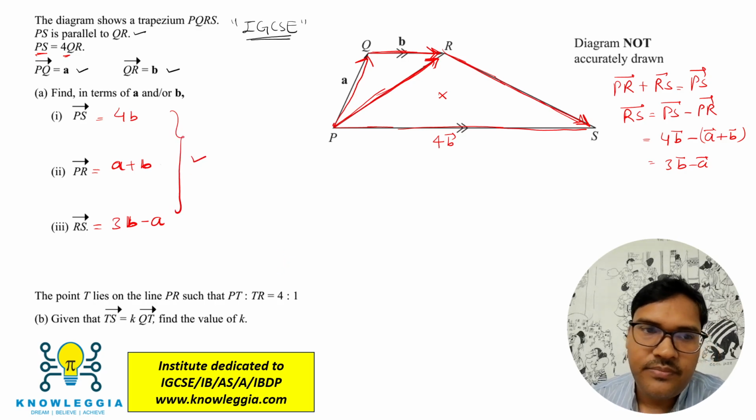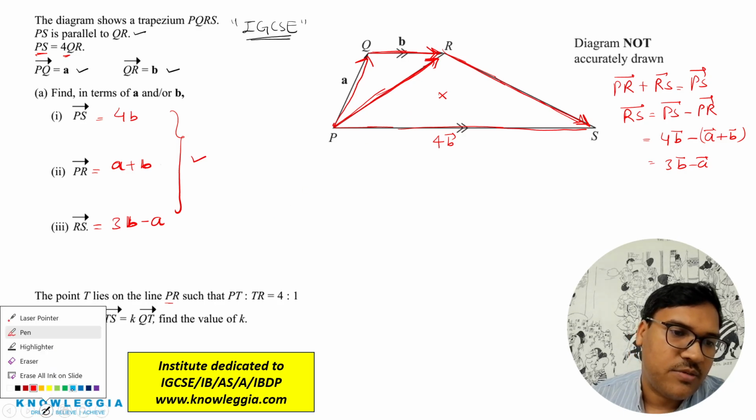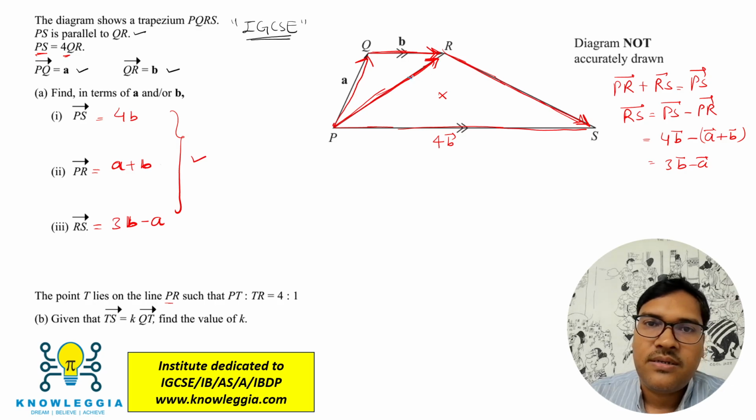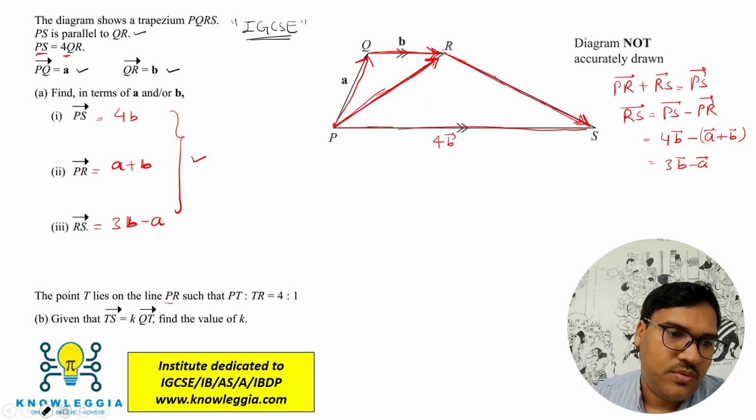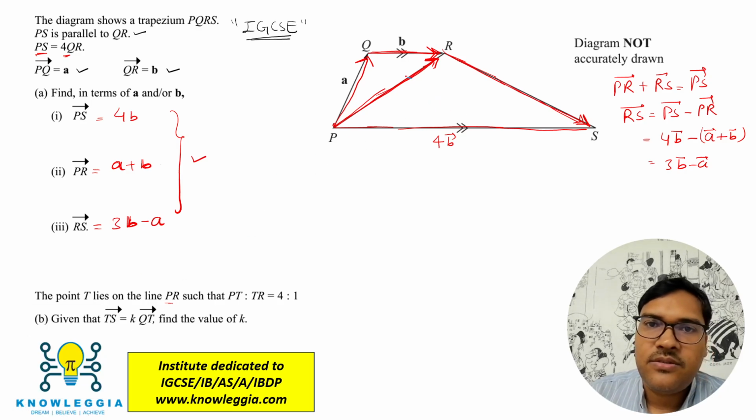Now the next part. The next part says T lies on the line PR such that PT is to TR is 4 is to 1. So that means T is some point on this. So let's mark some point on this. Let's say this is the point T, and PT is to TR, that is 4 is to 1. Length of PT is to TR is 4 is to 1.